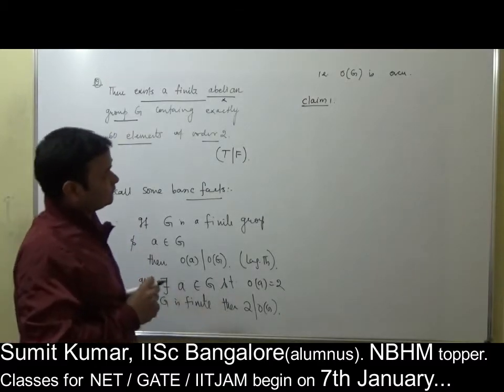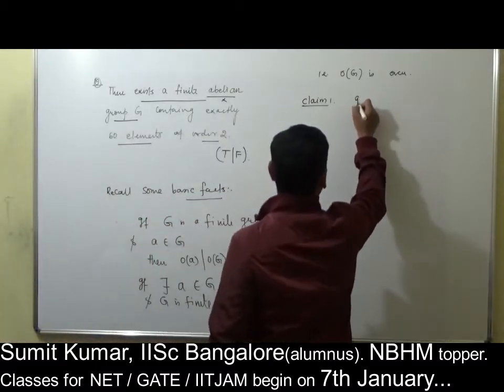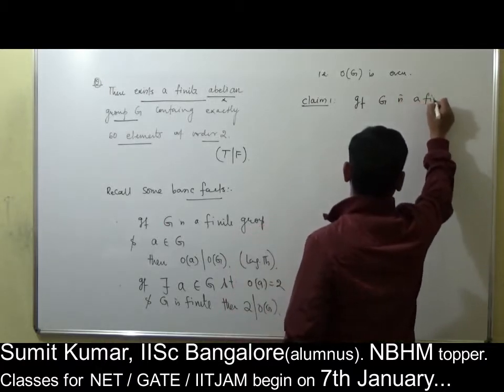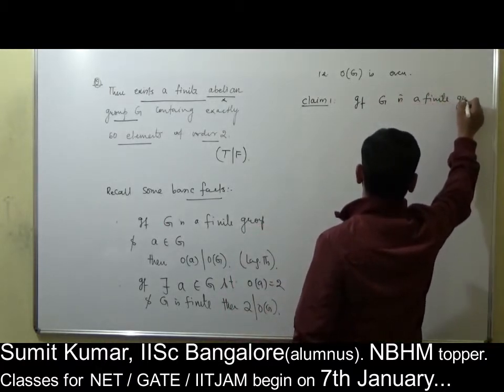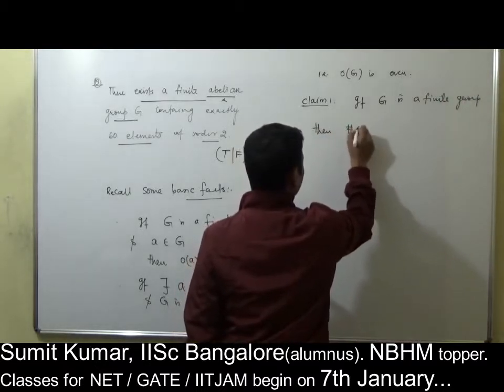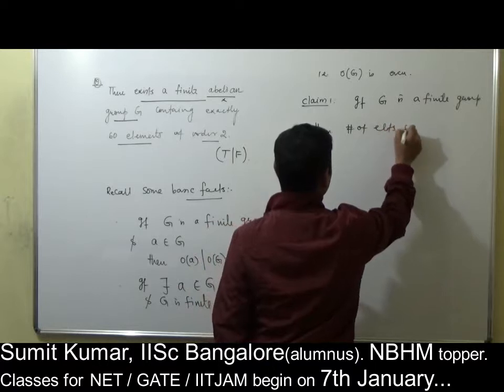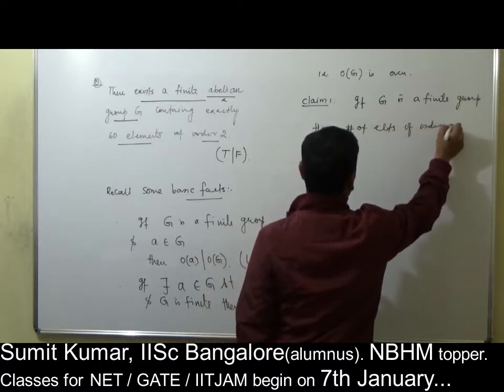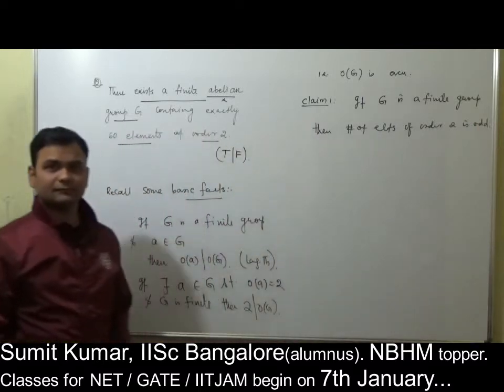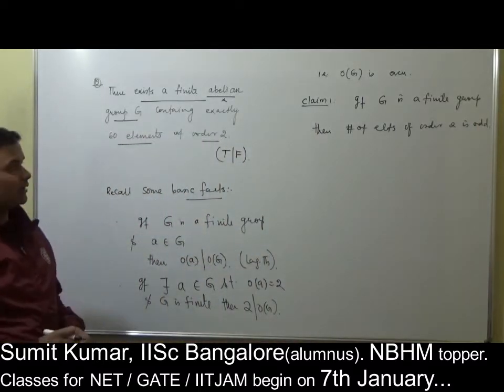Okay, so let's answer. If G is a finite group, then the number of elements of order 2 is odd. This is my claim.